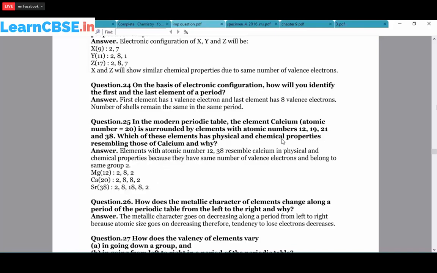Okay, so now calcium has atomic number 20. Okay, fine. The atomic number is 12. So how can we split these 12 electrons? 2, 8, 2. 19.